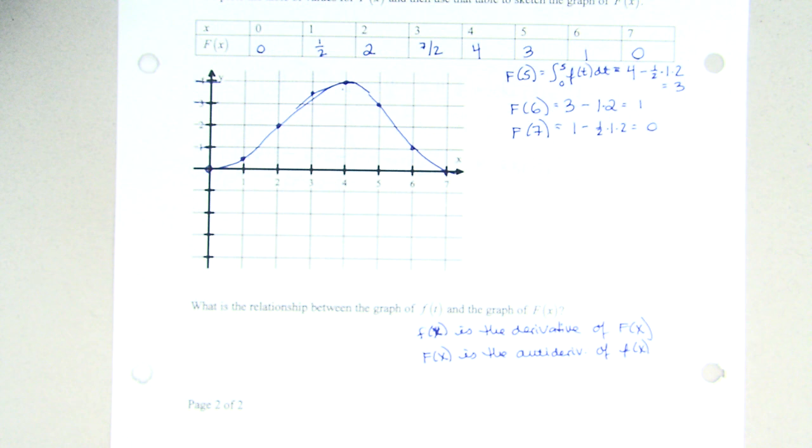More with this as we move forward, but these are some of the ideas we're going to see in our second fundamental theorem of calculus.